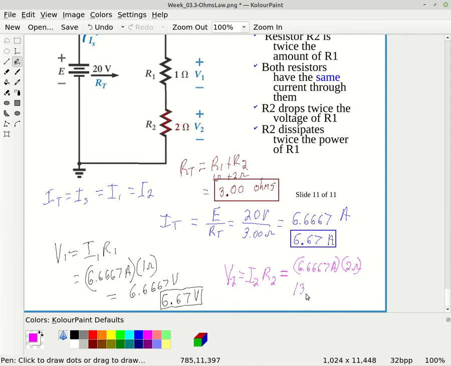So 13.333 volts. And if we're going to put that into Blackboard, then it would be 13.3 volts. Again, it's going to be 13.3 volts there.